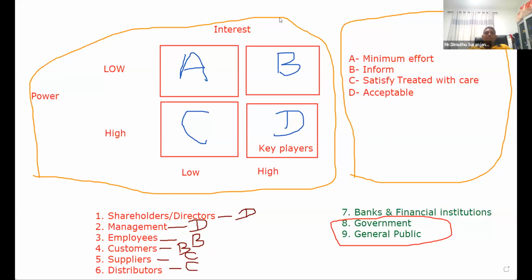Then banks and financial institutions, it depends on your argument. If we are negligible, I don't think they have much interest. Power may be high sometimes if we are highly depending on them. If we are not highly depending on them, we have taken a very small amount, then the bank's power may be very low, right? Here I will put them under C. It depends on your argument, right?